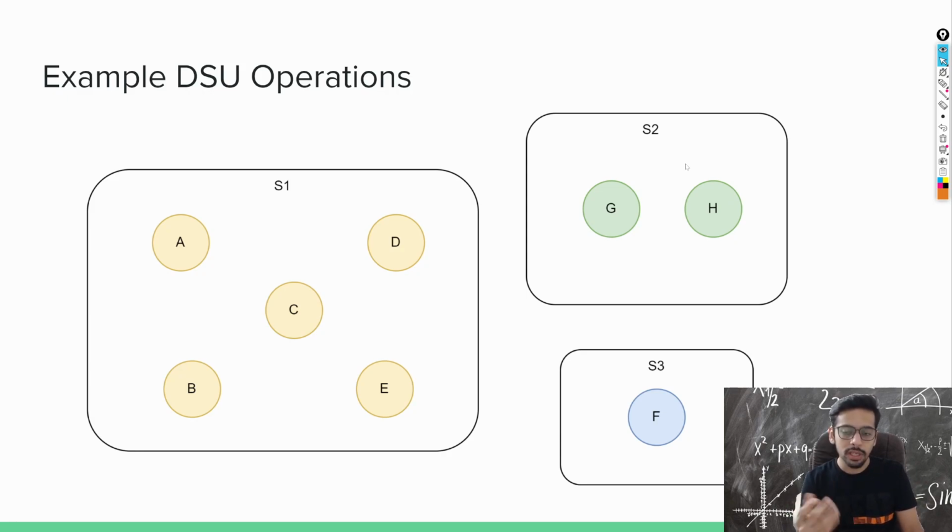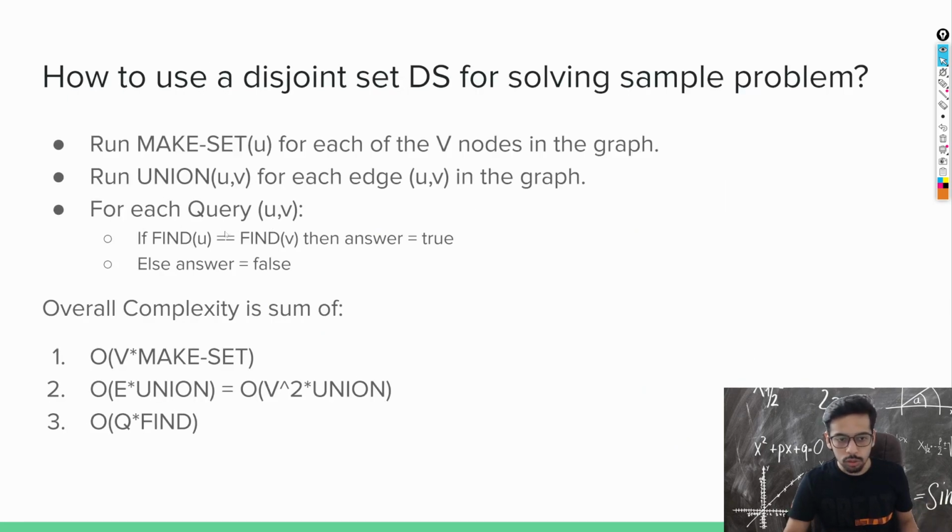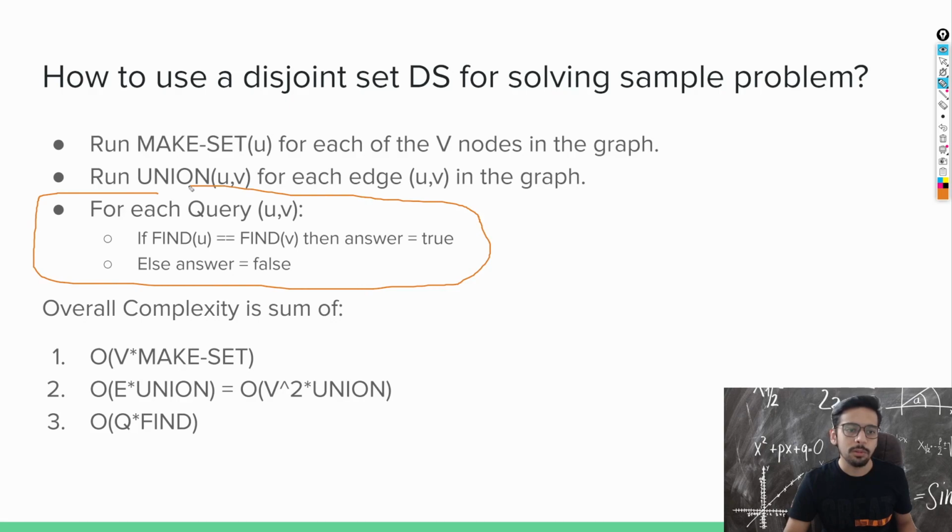Now, how do you solve the queries? For solving the queries, all you need to do is check find of u equal to find of v. If they belong to the same set, that means they're part of the same connected component, and you have a path between those two nodes. Otherwise, you don't have a path between them. So for each query, you just need to check, for the given two nodes, whether they are part of the same connected component, that is, part of the same disjoint set.